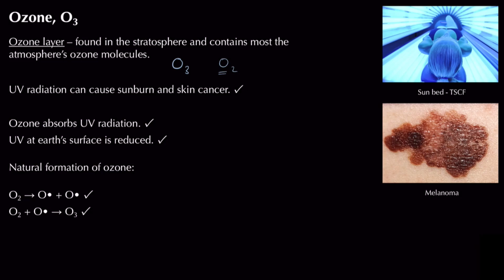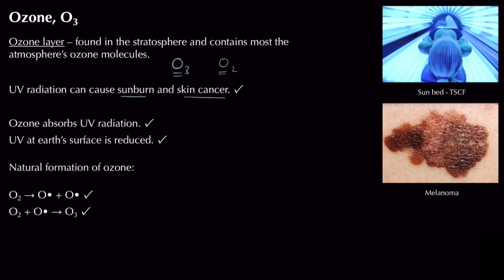We breathe this in. Ozone is a very unstable molecule, and most of the ozone molecules on our planet exist in a part of the atmosphere known as the stratosphere. Now, ozone is very important because it helps block ionizing ultraviolet radiation, and UV radiation is quite bad because it can cause sunburn and skin cancer.